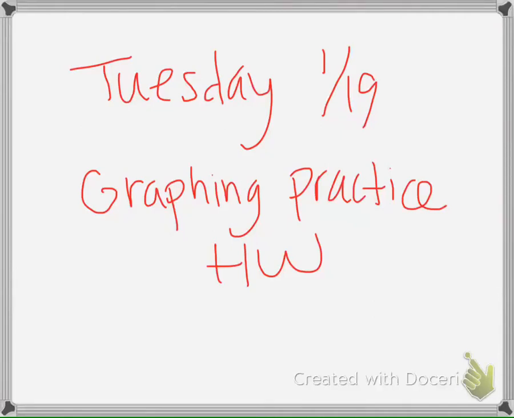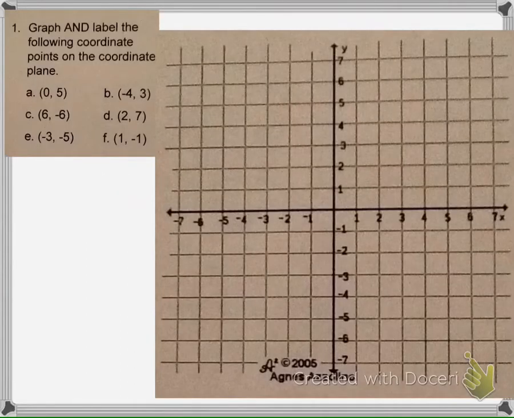Okay, this is homework for Tuesday the 19th. This is for students who receive the graphing practice homework sheet where you need to graph points and graph a table. So number one gives you 6 points and you are graphing them.